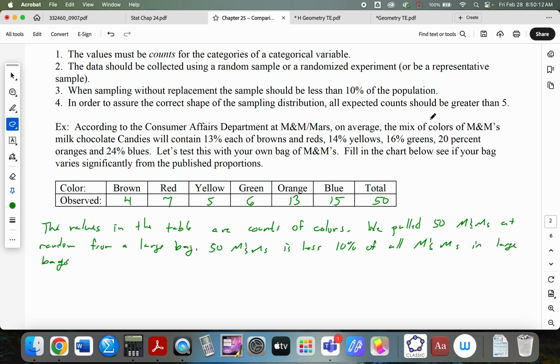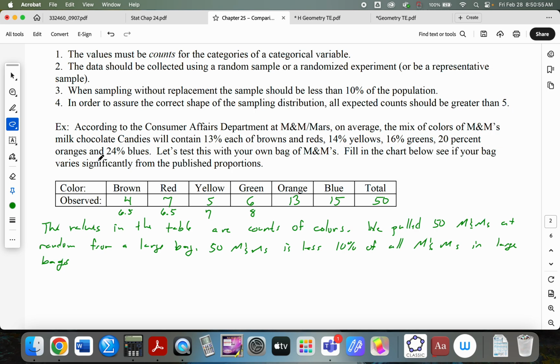And we need to figure out what our expected count is going to be. So we've got 50 M&Ms. It says 13% of browns and reds. 13% of 50 is 6.5, and that'll be for both browns and reds. That's not too far off. 14% yellow, so that'll be 7. That's not terribly far off. 16% greens, so that'll be 8. I'm feeling pretty good about this so far.